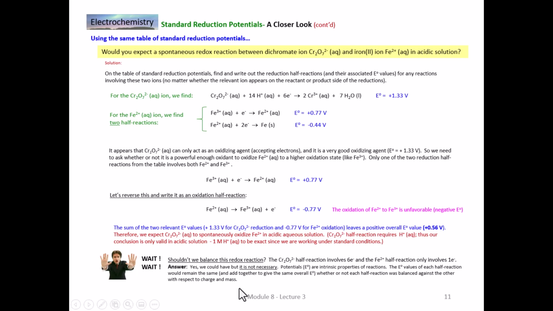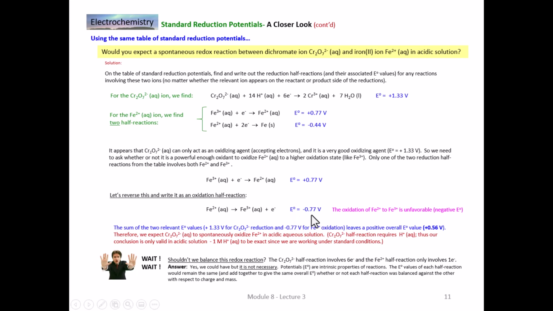Another way of saying that is, let's suppose we did balance it, and let's take a wild guess that we would need 6 iron 2+ to balance it, because that would give 6 iron 2+ going to 6 iron 3+ plus 6 electrons, which would perfectly balance the 6 electrons being gained by the dichromate. So we'd put a 6 in front of the iron 2+, a 6 in front of the iron 3+, and make this 6 electrons. Would we multiply this E0 value by 6?